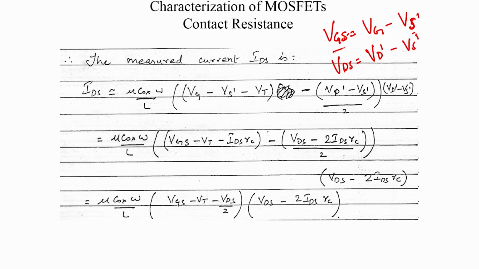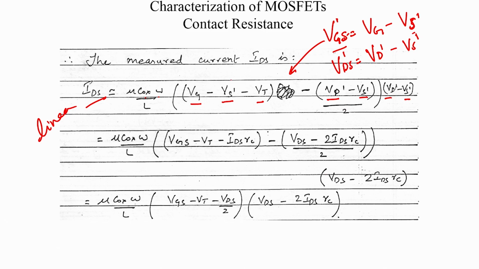So, let us plug in these real parameters as seen by the MOSFET into the MOSFET equations. This MOSFET equation should be correct. The MOSFET is in linear mode of operation, so you have mu Cox W over L, times Vgs minus Vt, which is Vg minus Vs dash minus Vt, minus Vds by 2, where Vds is Vd dash minus Vs dash, the whole thing multiplied by Vd dash minus Vs dash. So, this is the current voltage relation of the MOSFET.